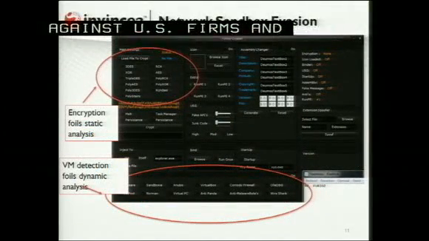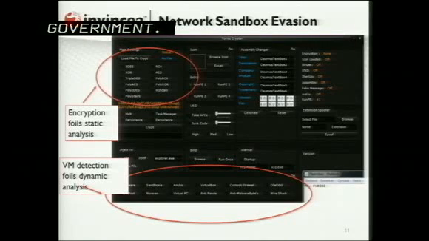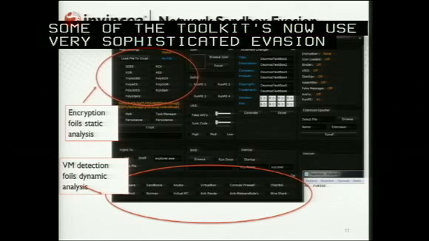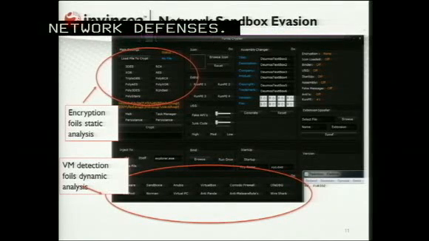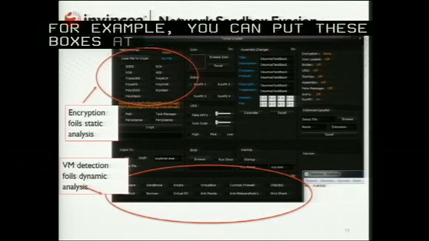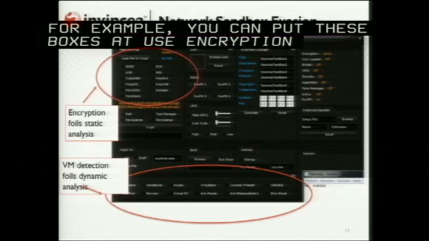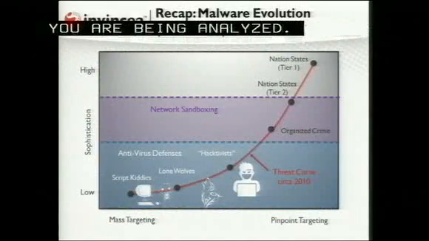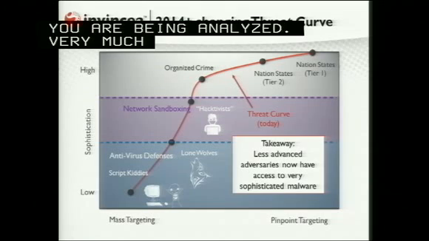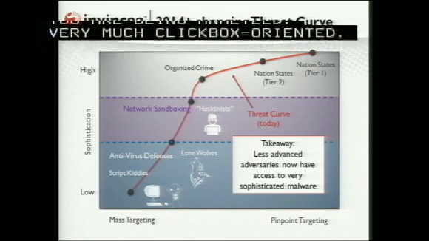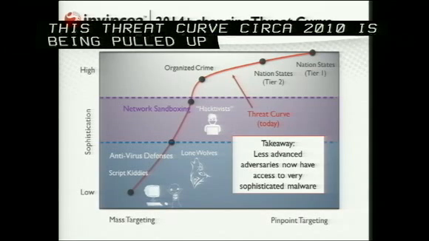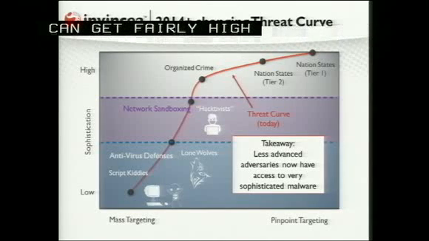So some of these toolkits now allow you to do very sophisticated evasions of network defenses. So, for example, you can click these boxes and say, hey, use encryption to foil analysis of data on networks. Go ahead and detect if you're being analyzed in a VM. These are very much click box oriented. And so this threat curve that was circa 2010 is now being bent up, pulled up here, where you can get fairly high sophisticated attacks with a lower level of capability, right?